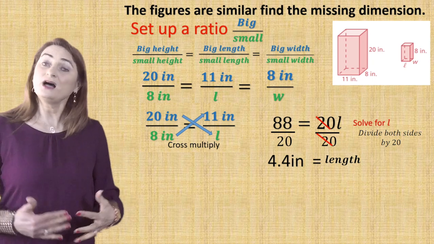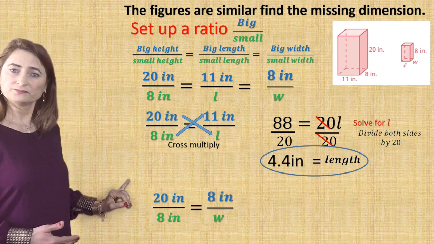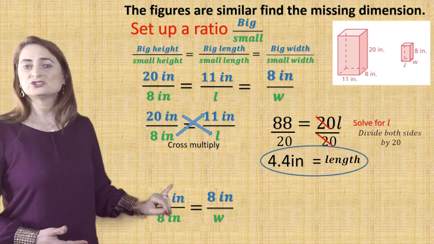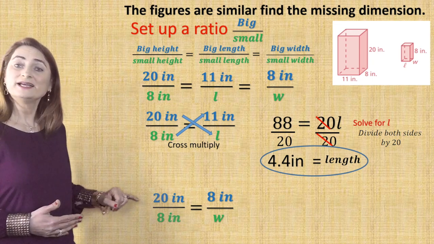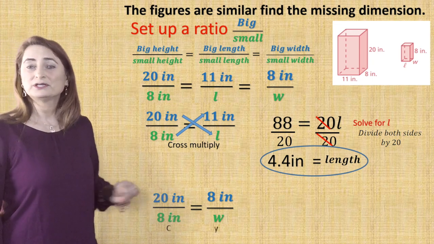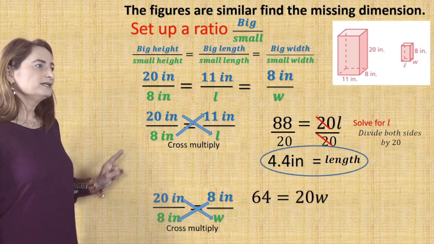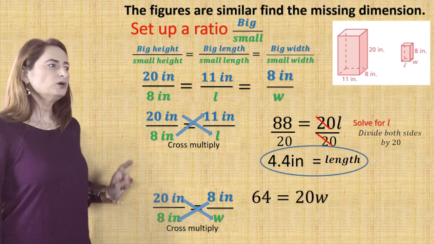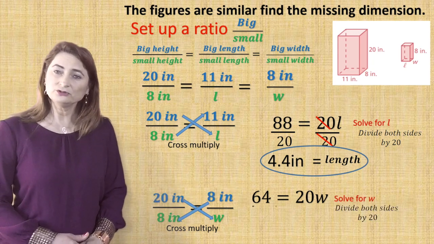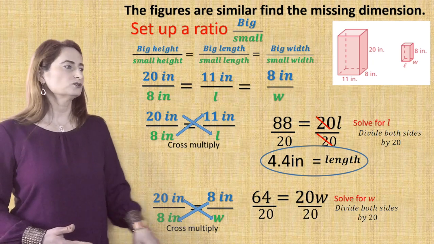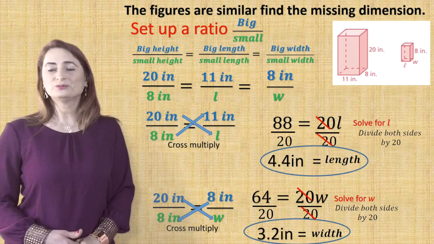Now let's take the other ratio, which is 20 inches to 8 inches equals 8 inches to W. So now we're finding the width. Again, to find the missing number in a proportion, you cross multiply. 8 times 8 is 64 and 20 times W is 20W. Now solve for W by dividing both sides by 20. You end up with the width of 3.2 for the small prism.